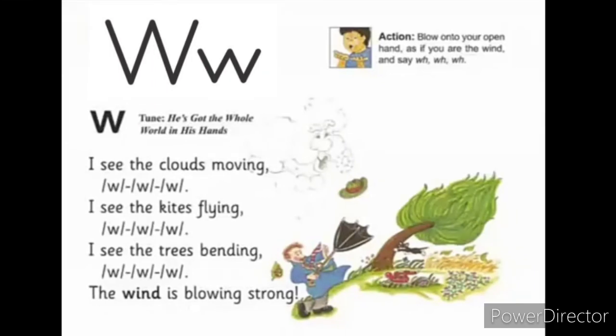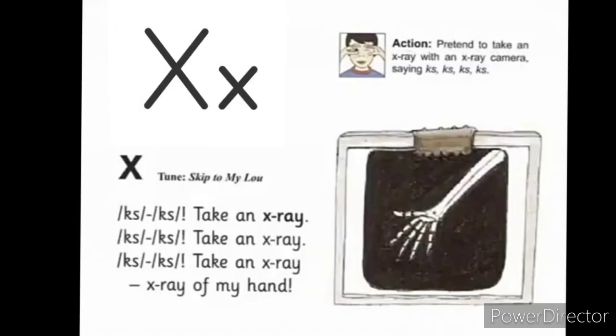This is alphabet W. I see the clouds moving, wah wah wah. I see the kites flying, wah wah wah. I see the trees bending, wah wah wah. The wind is blowing strong. This is alphabet X. X, X. Take an X-ray, X, X. Take an X-ray, X-ray of my hand.